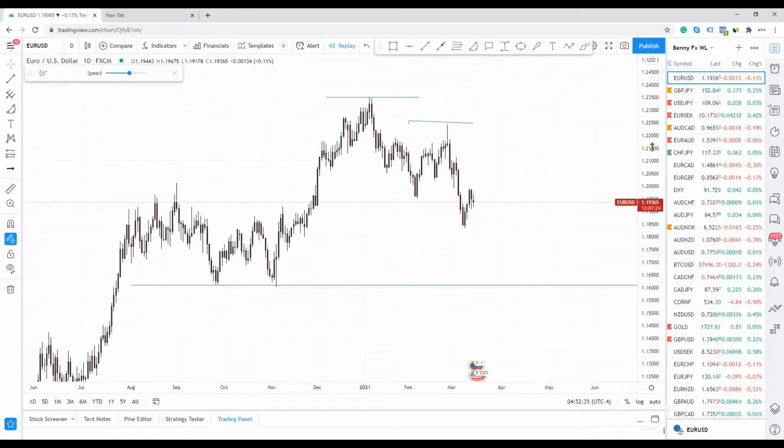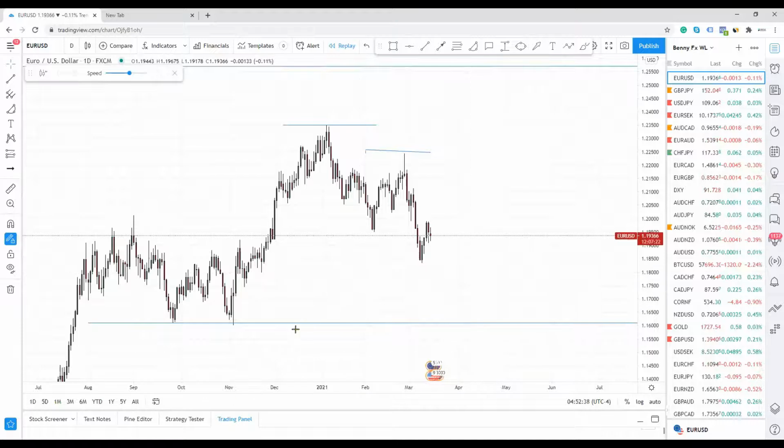Now it depends on what time frame we are looking at right now. On the daily time frame, I want to identify... I see there's a double bottom here. This is my weekly double bottom. I can also see the price actually break this structure.